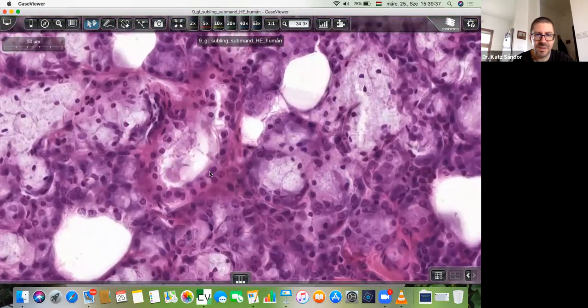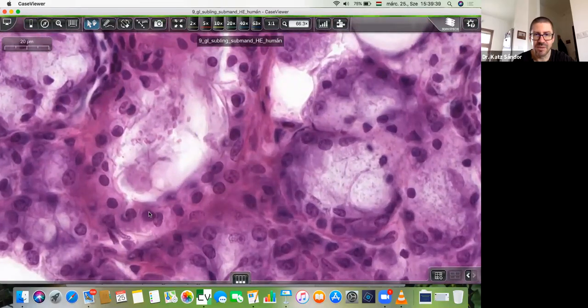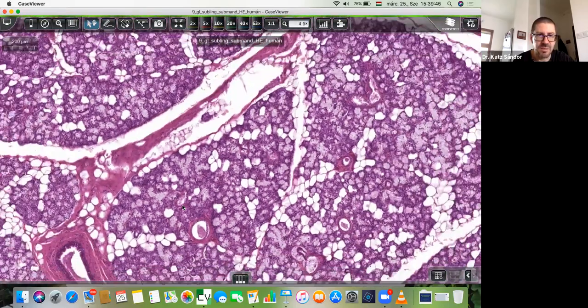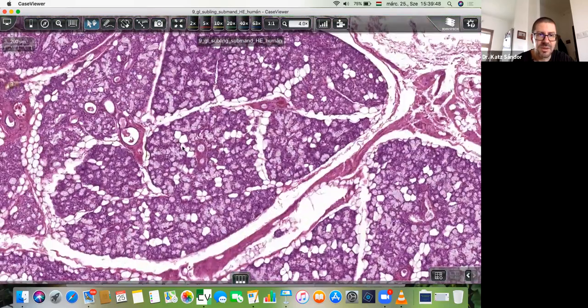But it's not really nice. But here we have 1 layer, 1 lining covering. So this is a striated duct. I tried to show a nice one, but it was not so nice.